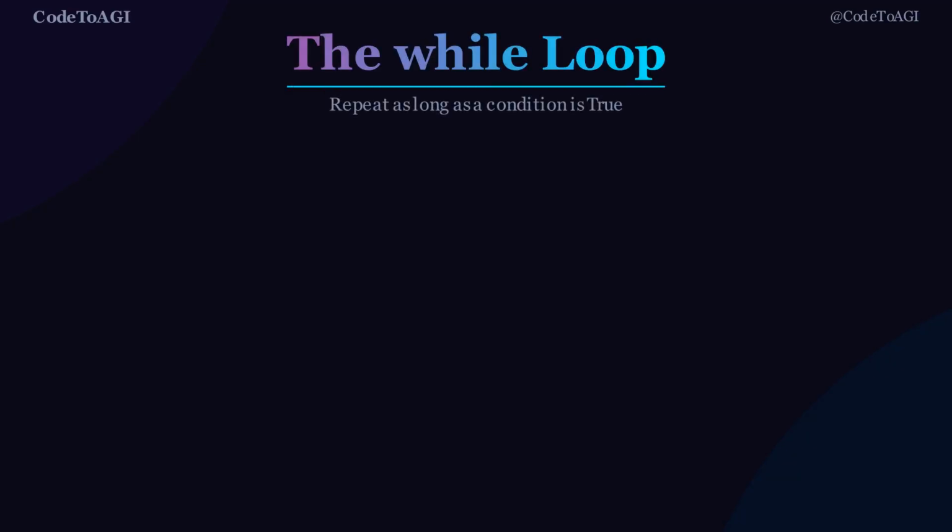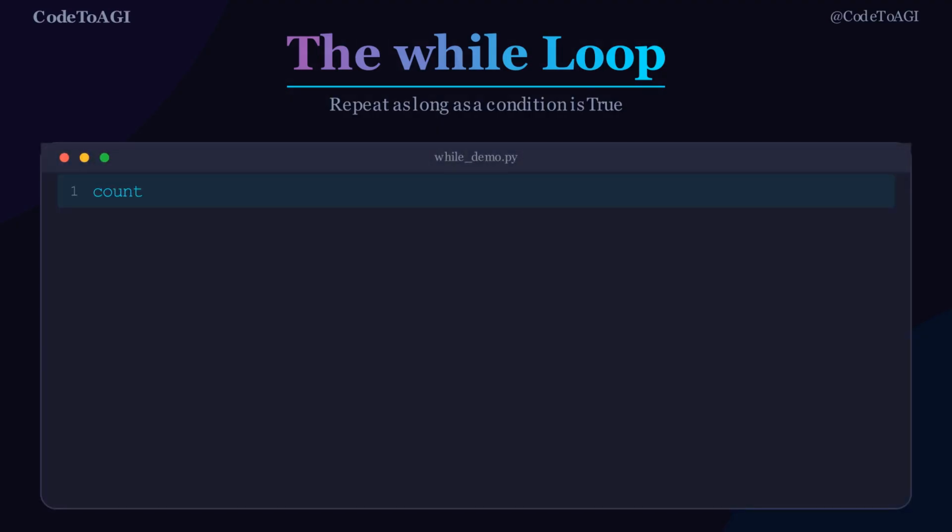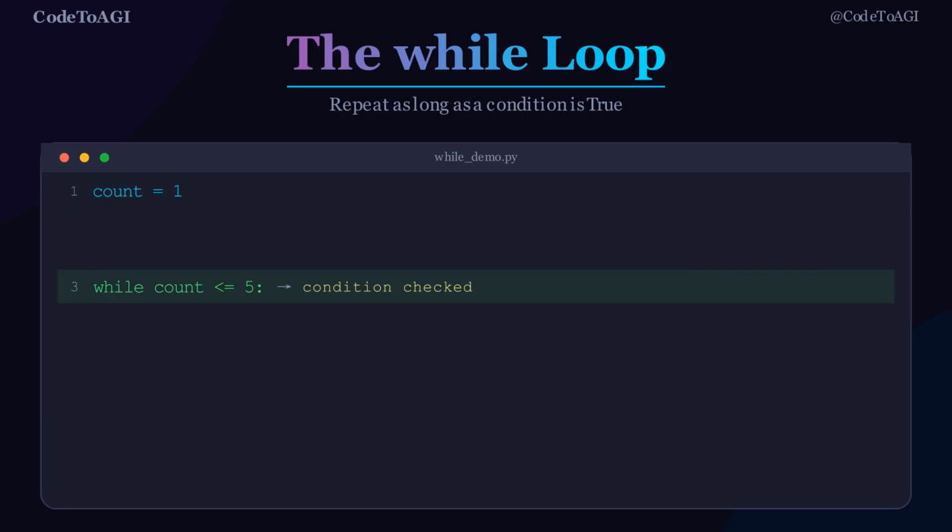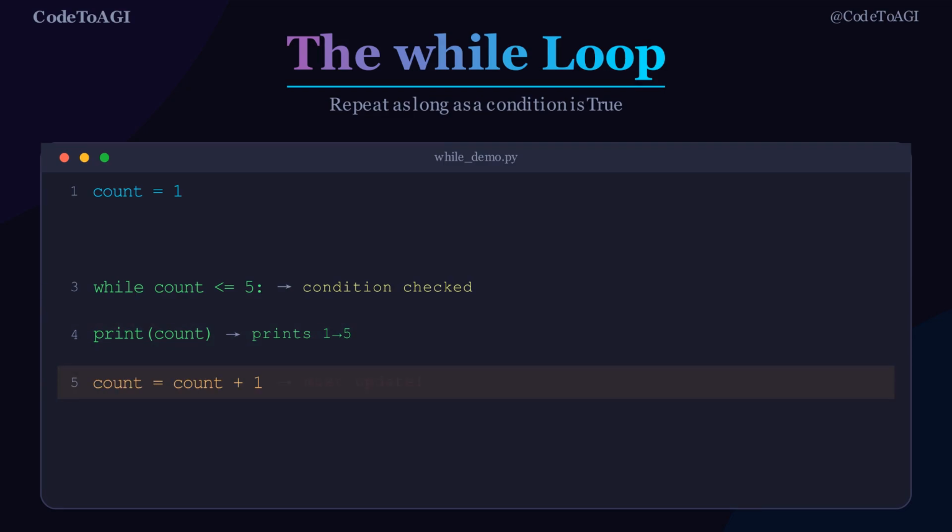The while loop keeps running as long as a condition is true. It is like an if statement that repeats. You write while, then a condition, then a colon. The indented code runs again and again until the condition becomes false. Look at the example. We set count to 1. While count is less than or equal to 5, we print count. Then we add 1 to count.